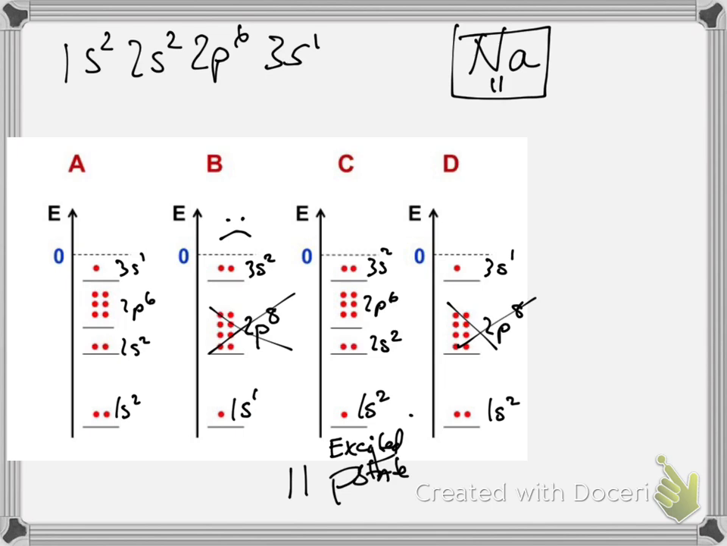So we would consider C to be an excited state of sodium. Why? Because it has the right electron configuration. It's just that the electrons are not shown in the lowest energy state, meaning we could imagine putting in some energy and promoting an electron from the 1s up to the 3s. That can happen, but it's definitely not the ground state. So we would pick A. A represents all the electrons in the lowest energy possible.